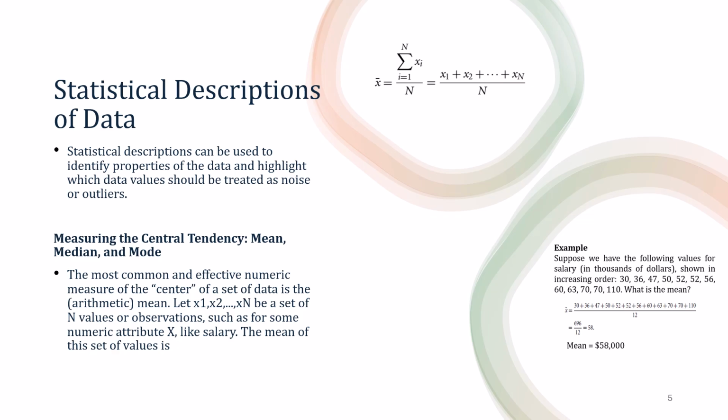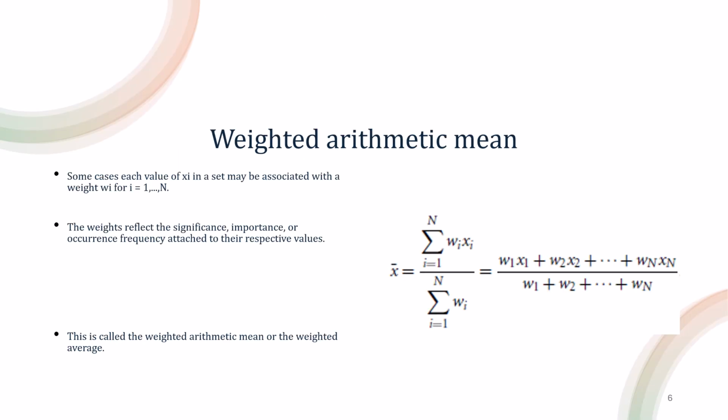We start with the measures of central tendency, which measure the location of the middle or center of the data distribution. The most common and effective numeric measure of the center of a set of data is the arithmetic mean. Let x1, x2 up to xn be a set of n values or observations, such as for some numeric attribute x like salary. The mean of this set of values can be easily calculated as the arithmetic mean.